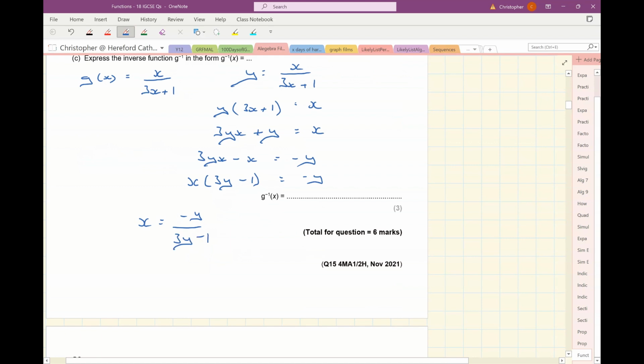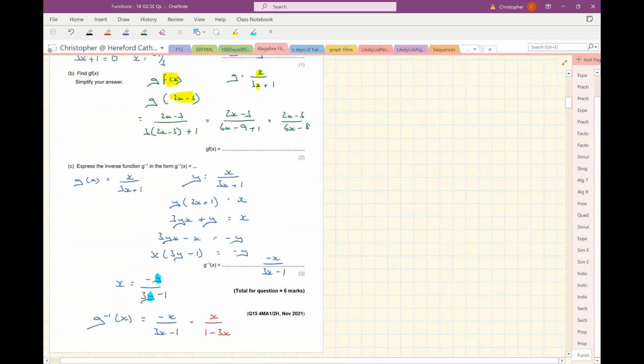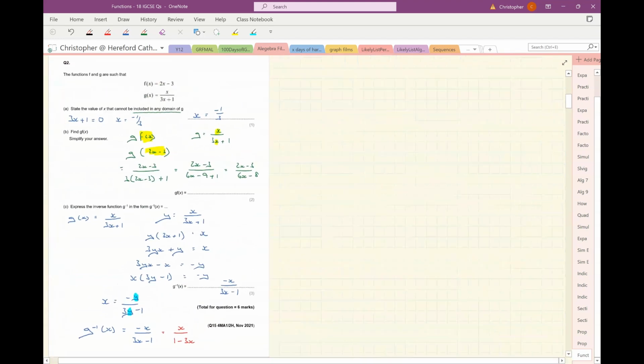Now I can write down the inverse function, g to the minus 1 of x, by substituting x in here. So it's going to be minus x over 3x minus 1. So that will be my answer here, minus x over 3x minus 1. Of course, if you prefer, you could write that as x over 1 minus 3x, multiplying top and bottom by minus 1. And that is question number 2 finished.